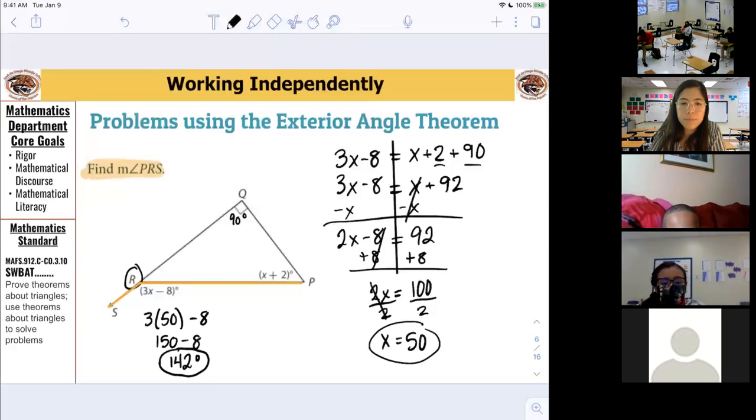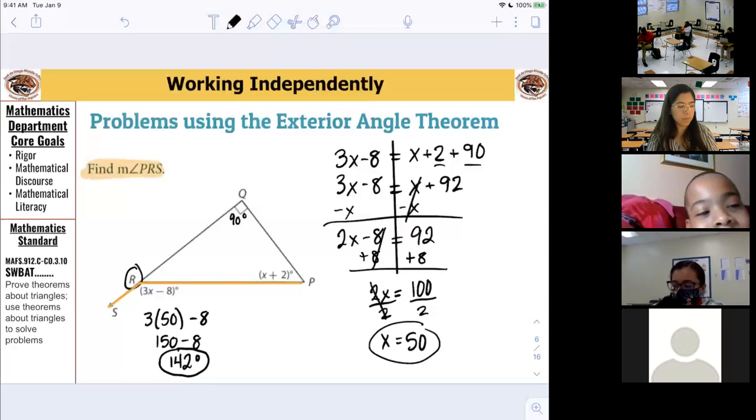Miss, we were just looking for x. No, we were looking for the measure of angle PRS. Miss, I got 142, not x. I thought that's what you asked for.